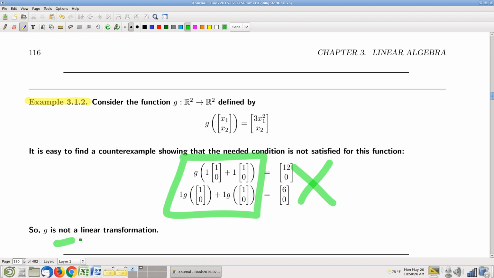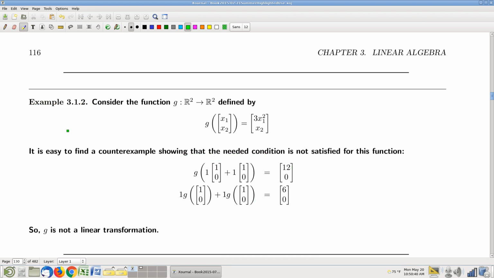Now visually your tip off is that, well, yeah, look, it's quadratic. That doesn't even look linear, right? And that's, okay, yeah, sure. But looks can be deceiving, and this is how you directly confirm.